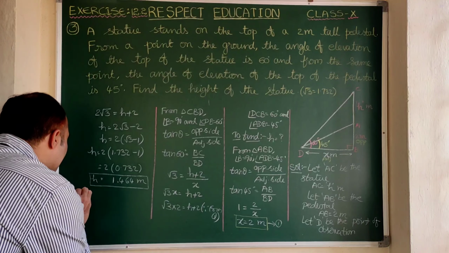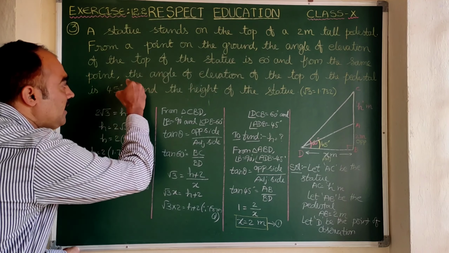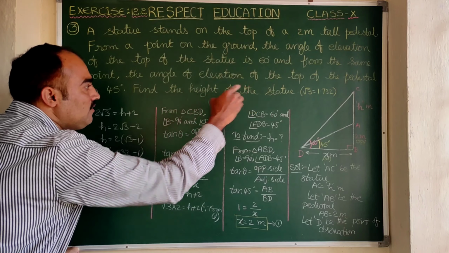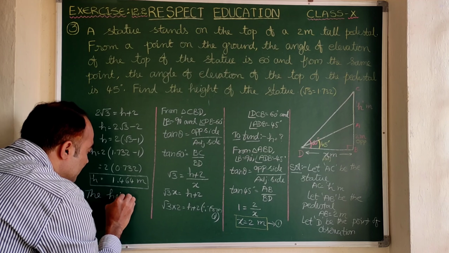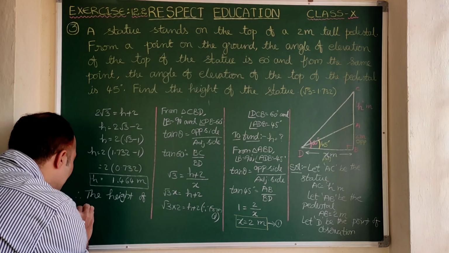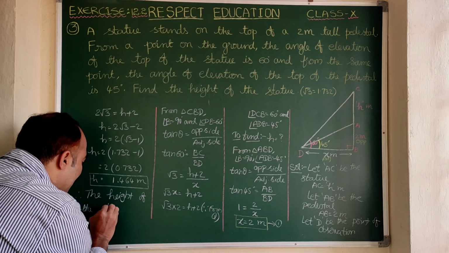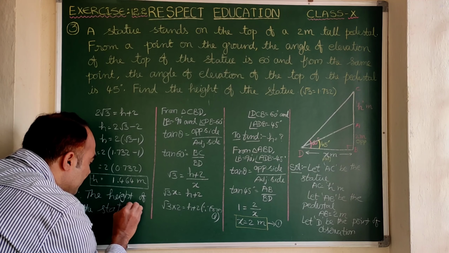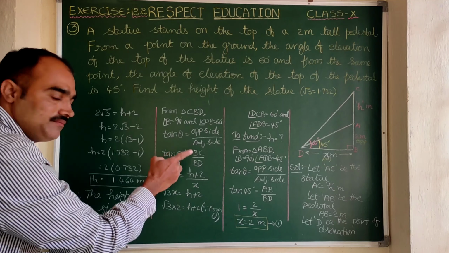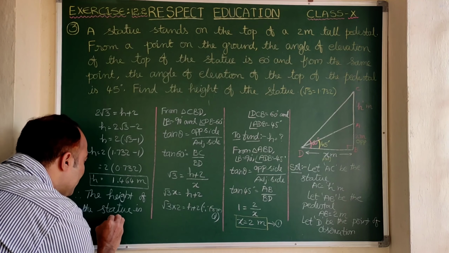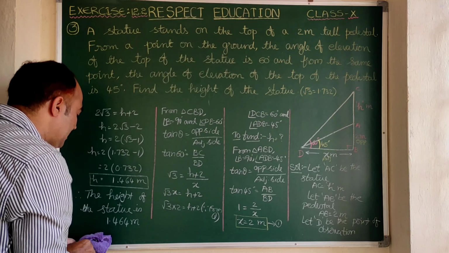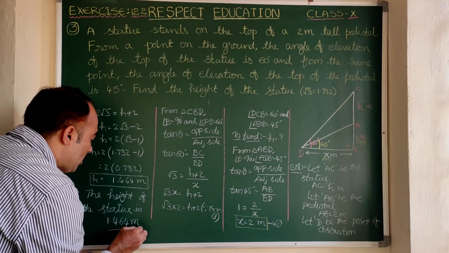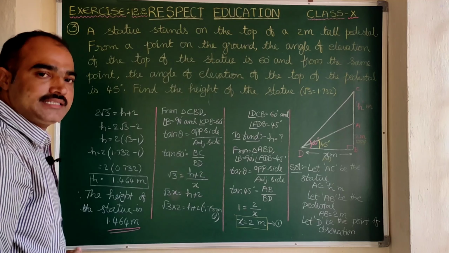Now let us conclude the problem that asked to find the height of the statue. So we can write, therefore, the height of the statue is h, nothing but 1.464 meters. So with this, problem number 3 gets completed.